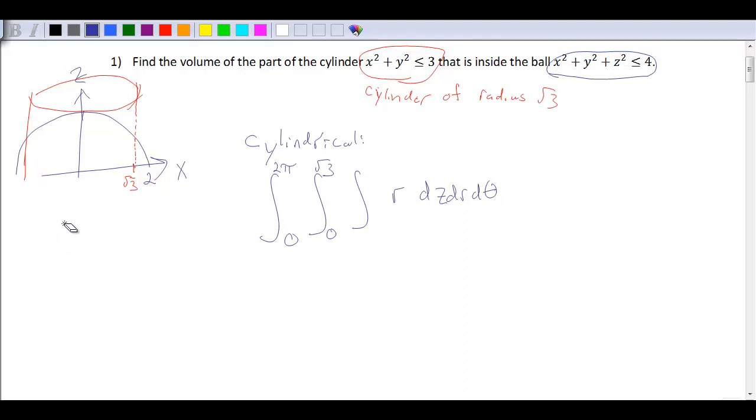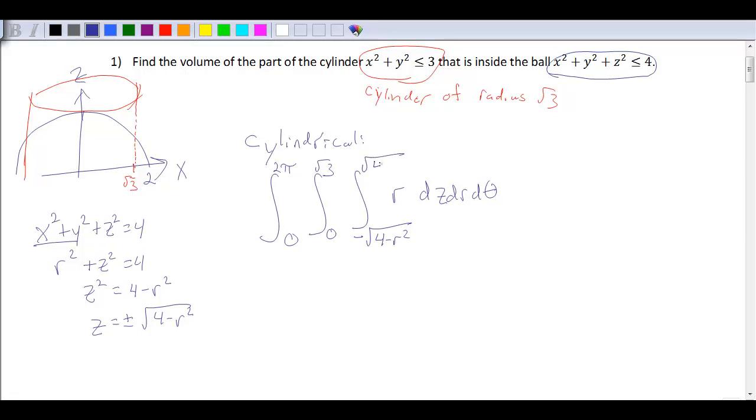Let's clean that up a little bit. So we have x squared plus y squared plus z squared equals 4. And in cylindrical, x squared plus y squared is r squared. So I can write that as r squared plus z squared equals 4. I'm trying to solve for z, so I get z squared equals 4 minus r squared. So z is plus or minus the square root of 4 minus r squared. The bottom bound is negative square root 4 minus r squared, and the top bound is the positive square root 4 minus r squared.